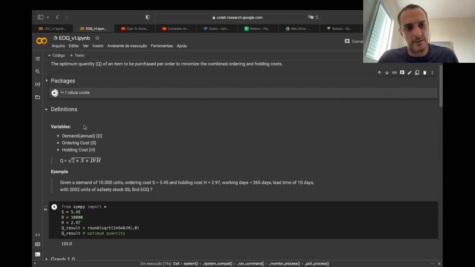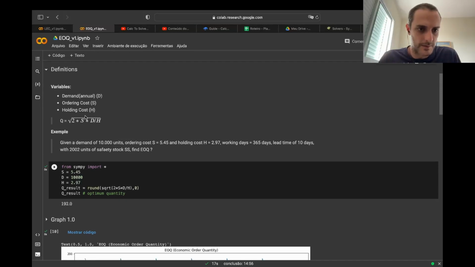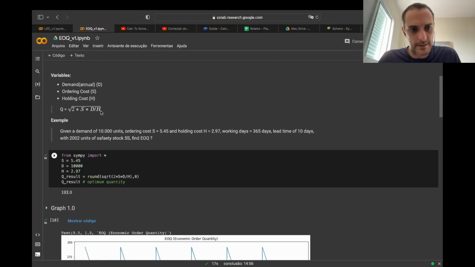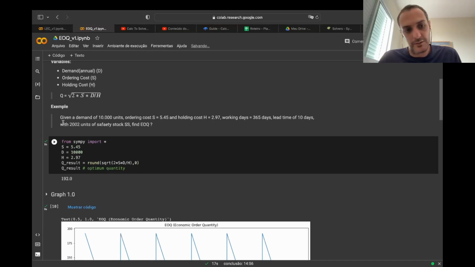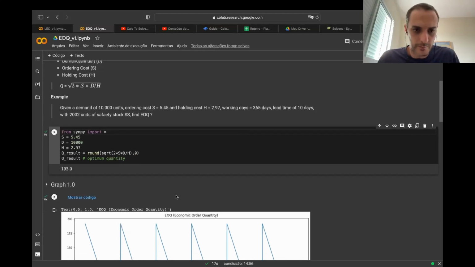So for the definitions, let's start with the variables. The annual demand, represented by D, ordering cost S, and holding cost H. So the formula is that, and we can assume as an example a demand of 10,000 units, ordering cost of 5.45, holding cost of 2.97, and so on. So let's find the EOQ, the economic order quantity. Those other variables I'm going to use in the formula below, not right now.